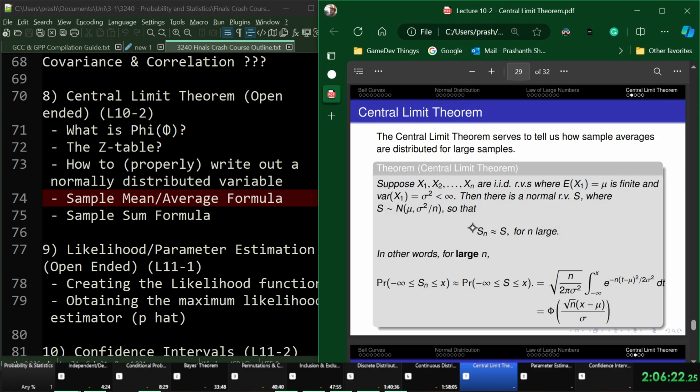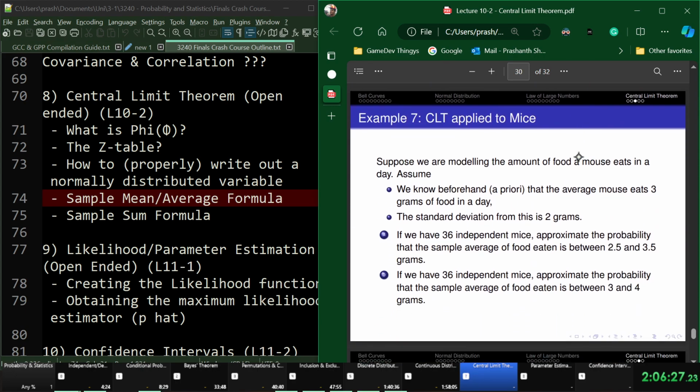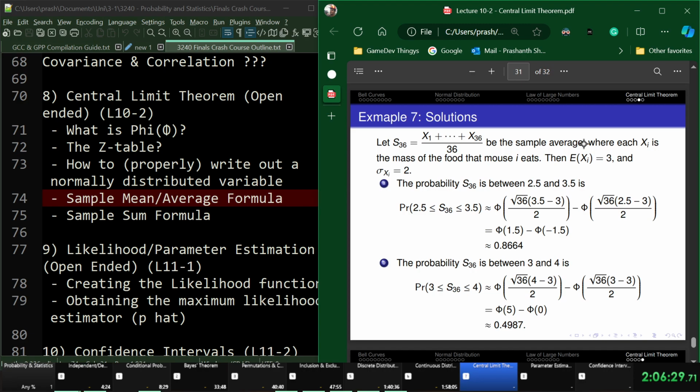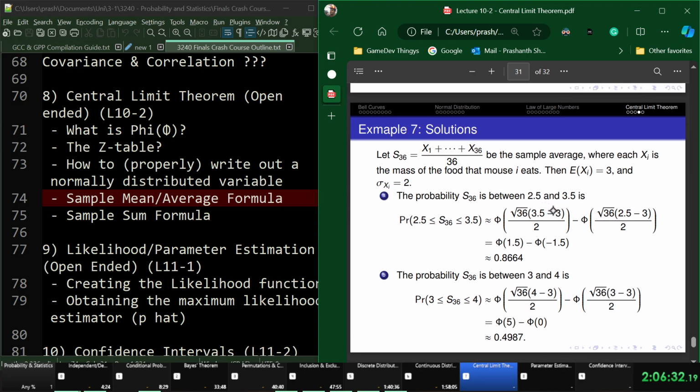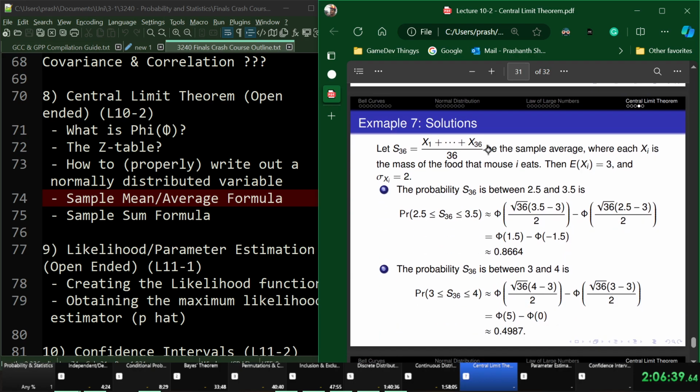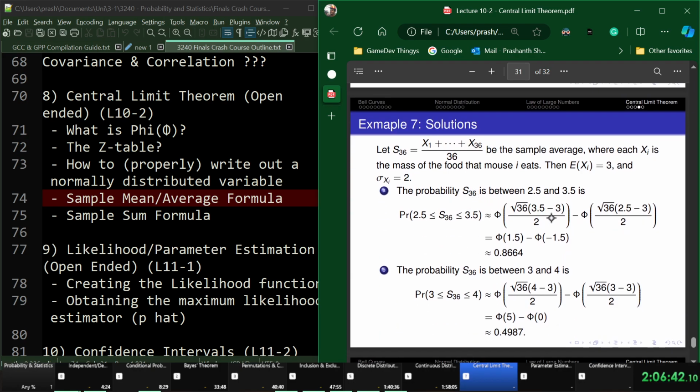Mu, sigma squared over n, that's what I've mentioned. This is for the average of a sample. In this question, you've got the average mass of food that they eat. Because it's an average, we use the formula. Here was our value that we're using. 3 was our mean expectation. And here we have the standard deviation is 2. The root n is over here, but what's on the denominator is sigma over root n.